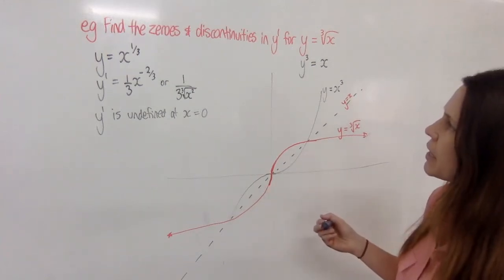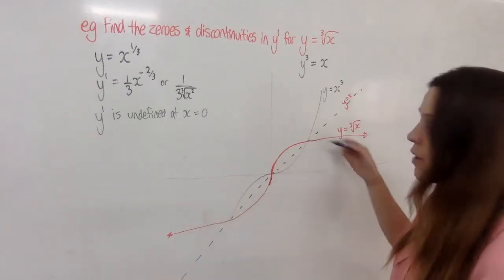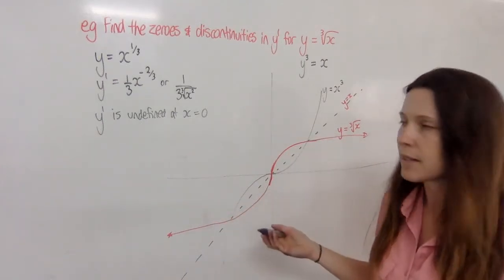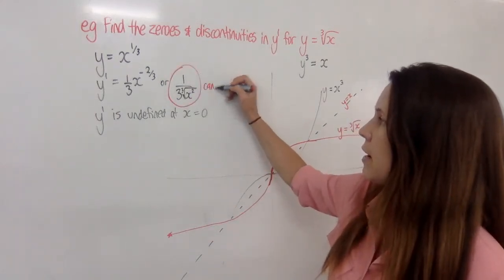So are there any zeros in y dash? Well, does this curve have any flat spots? It doesn't, does it? And why is that? Well, it's because y dash can never equal 0.